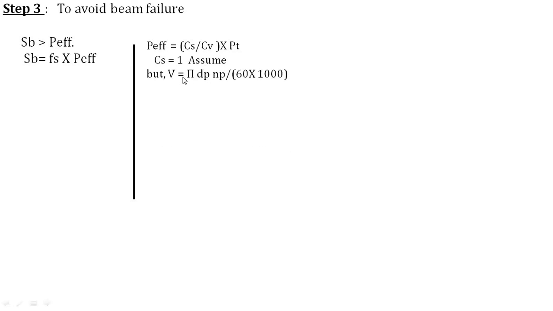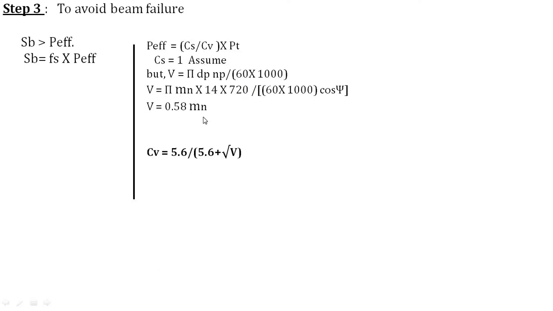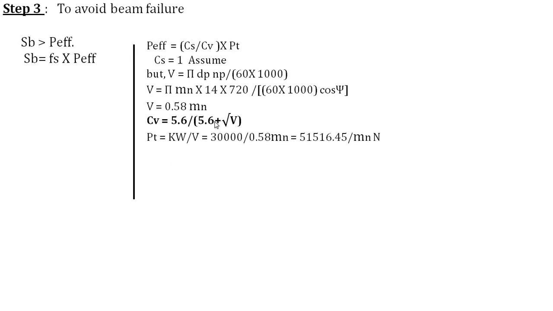And we need V to calculate the CV. V equals pi dN divided by 60 into 1000. If we put the value of dP equal to Mn into Zp, and the value of Np, then we will get the value of V in terms of Mn. Now the formula for the CV is given, just put the value of V, and we will get the value of CV in terms of Mn.